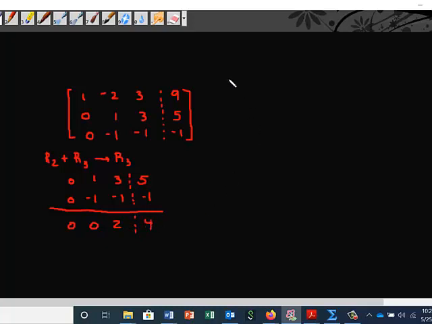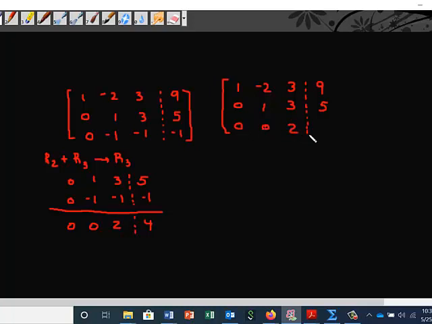So writing this matrix out, we have 1, -2, 3. This will be 9. This will be 0, 1, 3, and this is 5. And this is going to be 0, 0, 2, and this is going to be 4.